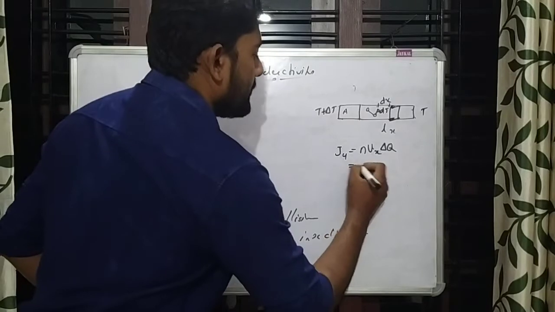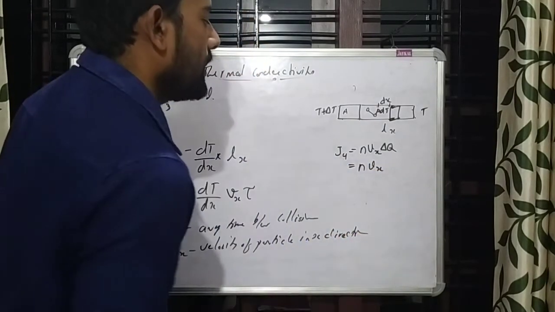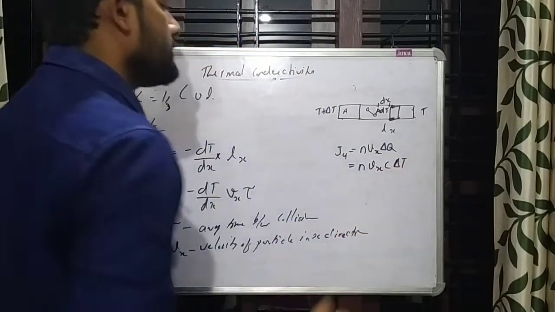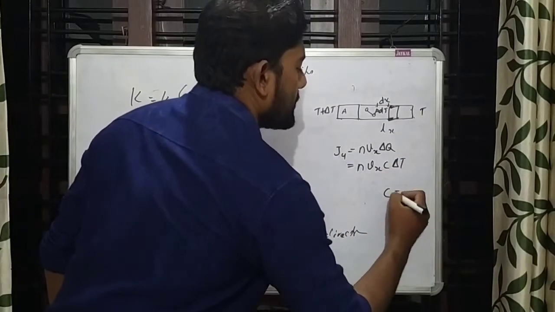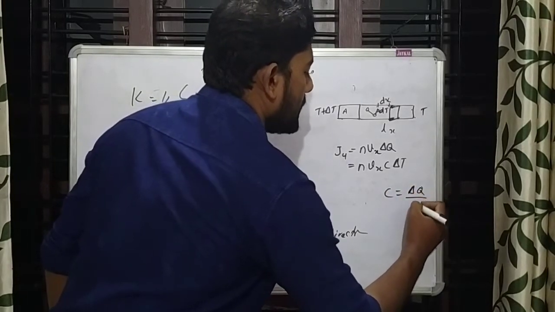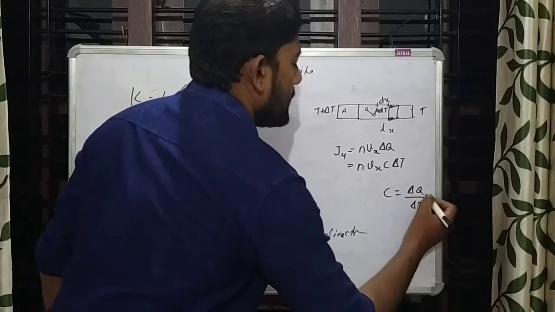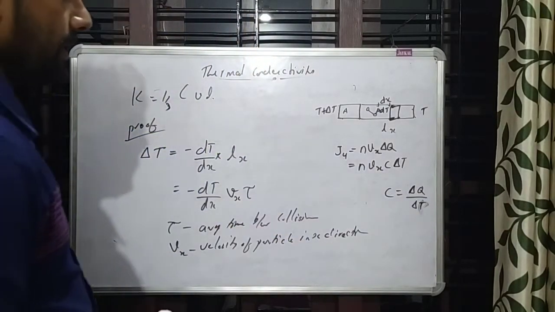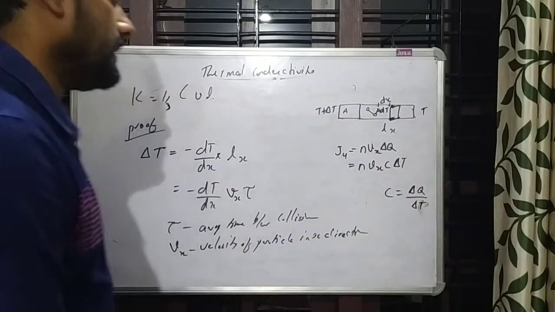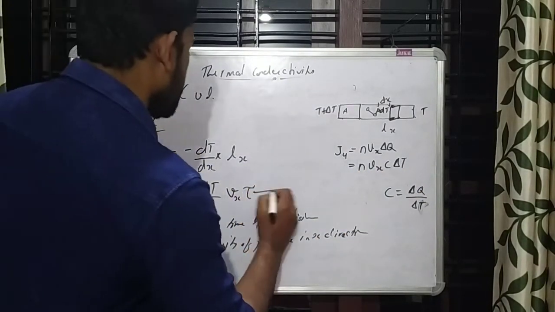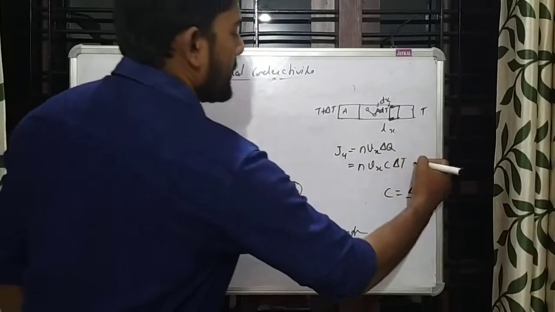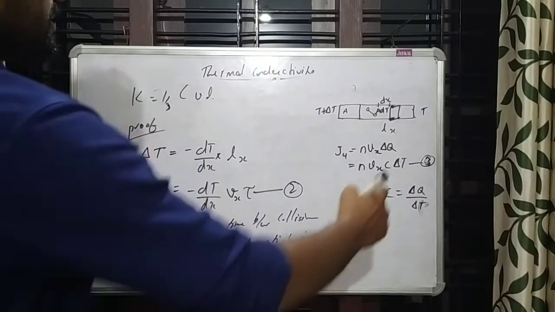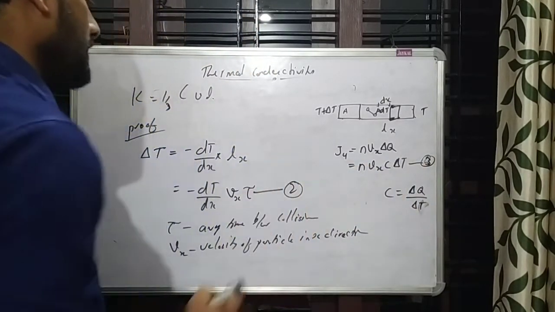This can be written as n into vx into delta Q, which can be written as C into delta T. C is the specific heat capacity, so C is equal to delta Q over delta T. So delta Q can be written as the specific heat capacity C into delta T. So this is n vx into C delta T. This is equation 2, and this is equation 4, this is equation 3.